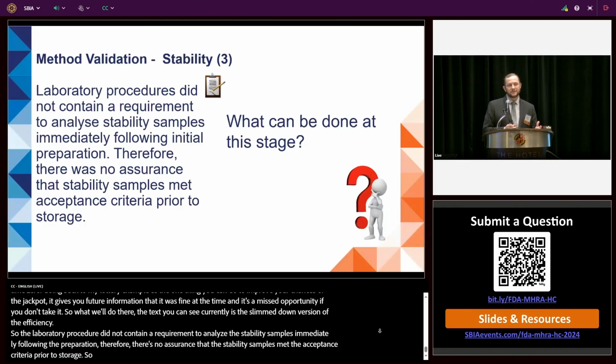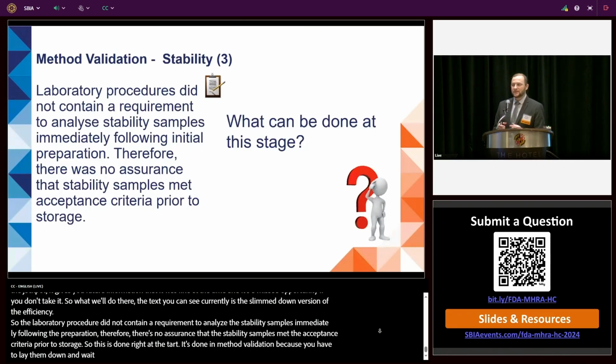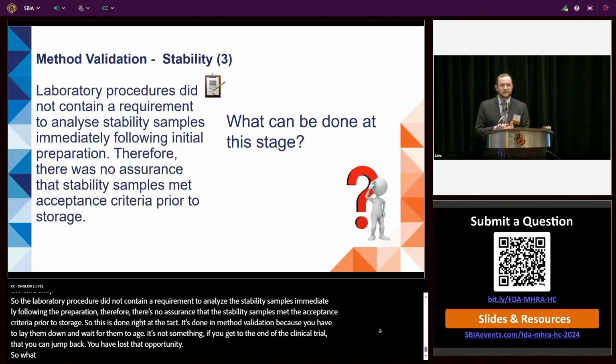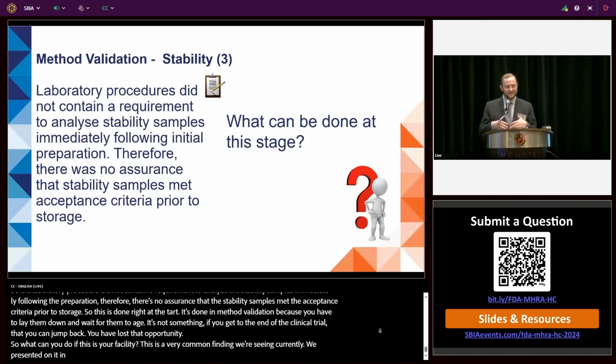It's done in method validation so that you can lay your samples down, because you have to wait for them to age. It is not something that, if you get to the end of your clinical trial, you can jump back to. You have lost that opportunity. So what can you do if this is your facility? And this is a very common finding that we're seeing currently. We've presented on it in the past, and I'm hoping that in talking about it today, I can stop writing that finding.